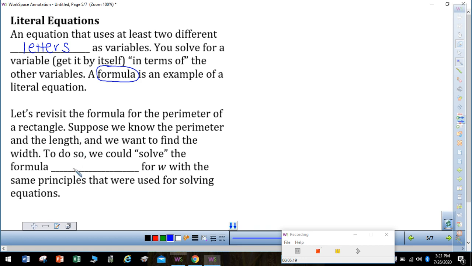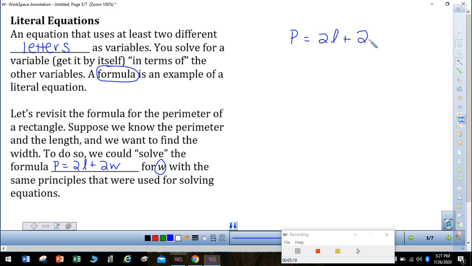Suppose we know the perimeter and we know the length, but we want to find the width. So we're kind of working backwards. To do so, we could solve the formula P equals 2L plus 2W for W, getting W by itself, with the same principles that were used for solving equations. So here's what that would look like.